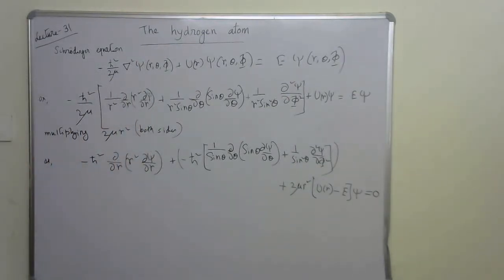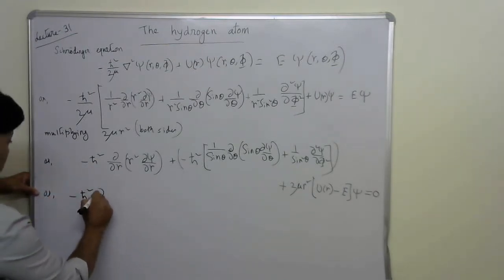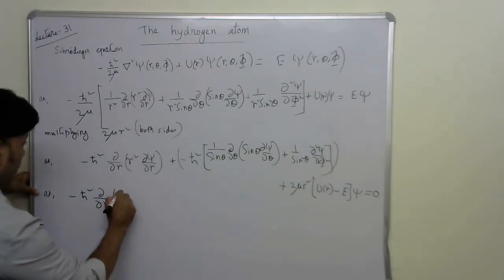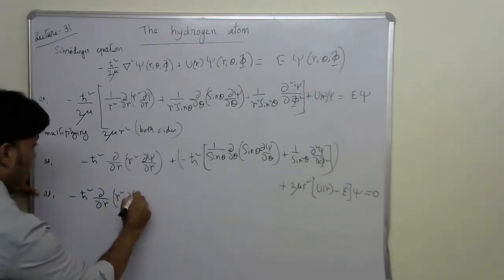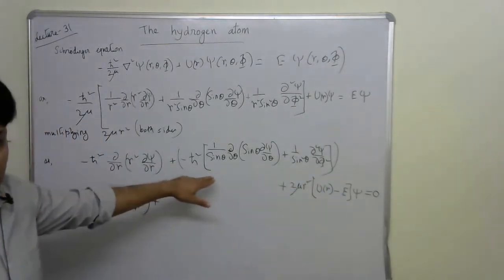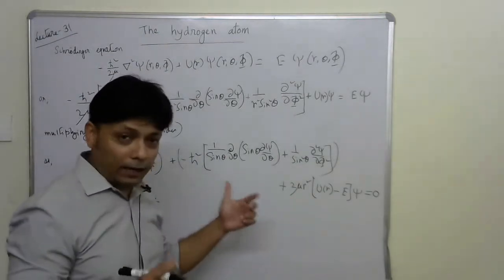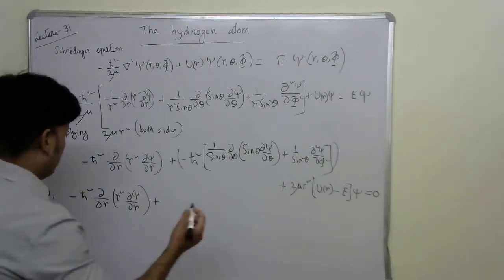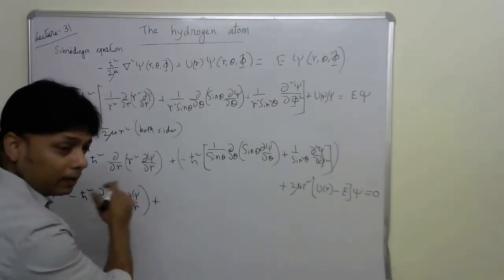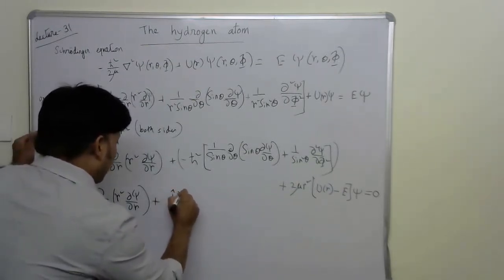So now, in the next step, things are going to be a lot clearer. Why? Let's rewrite the above equation as minus h cross square del r of r square del psi del r, plus... can you recognize this expression? Yes, it is the L square operator for the diatomic rigid rotor. If you have forgotten, then please go back and study the lecture of that chapter. So this belongs to that L square operator.